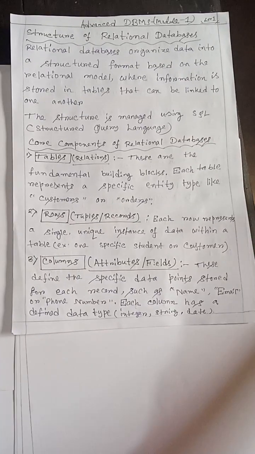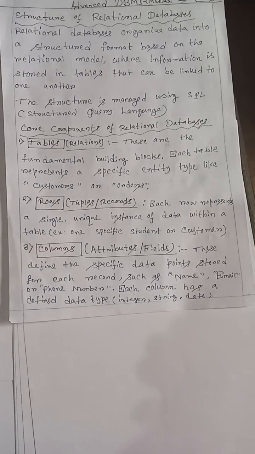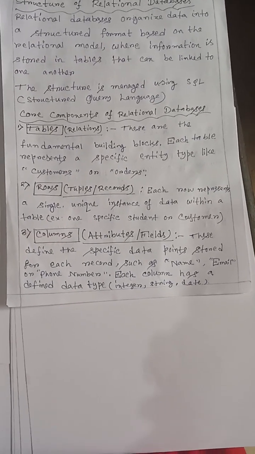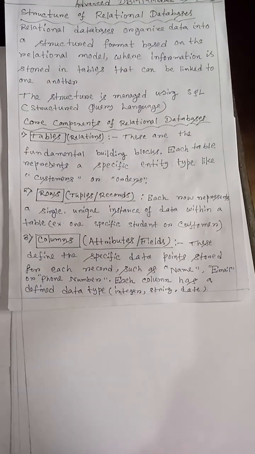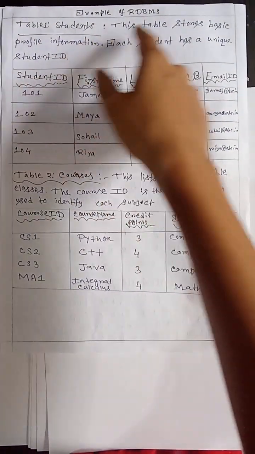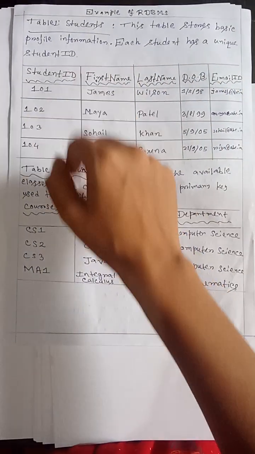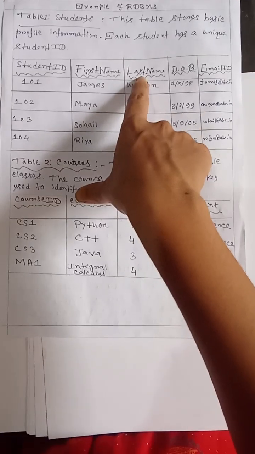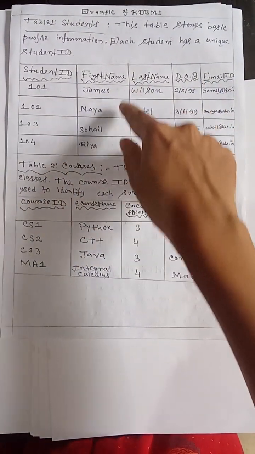So the main three components of relational databases are tables or relations, rows or tuples or records, columns or attributes or fields. Now let's see a simple example, and you will make it clear. This table, known as Table 1 of students, stores basic profile information of a student. Each student has a unique student ID. So here the columns are student ID, first name, last name, DOB, which stands for date of birth, and email ID. So we have 5 columns.